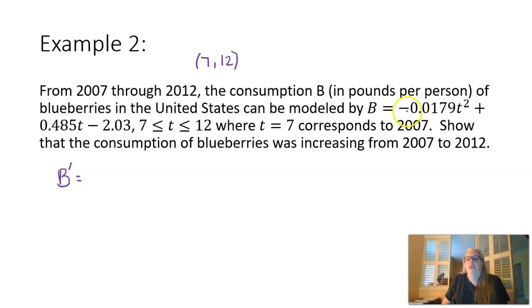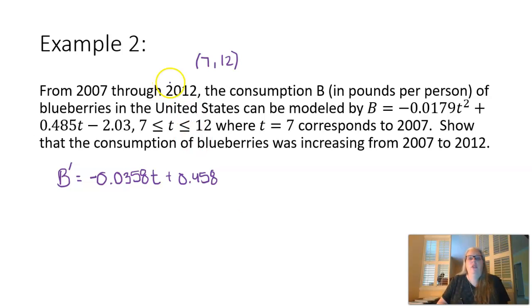We're going to be multiplying 2 times negative 0.0179. This is going to be negative 0.0358 t plus 0.485, and then of course the derivative of 2.03 is going to be 0 right there. Okay, so here is our derivative.